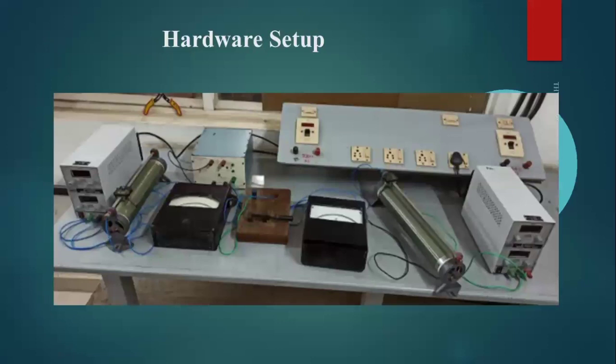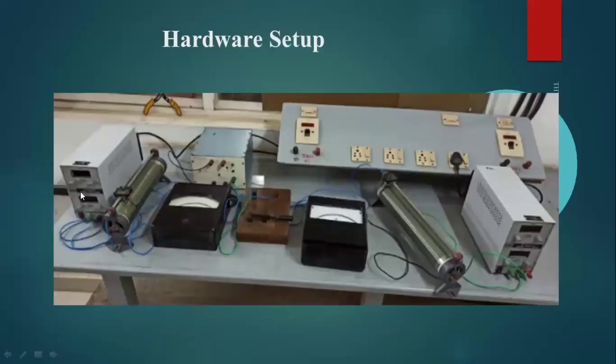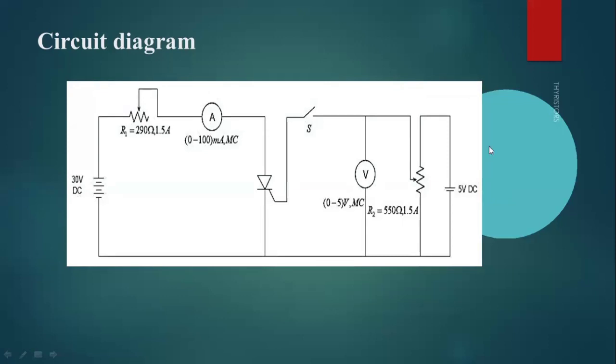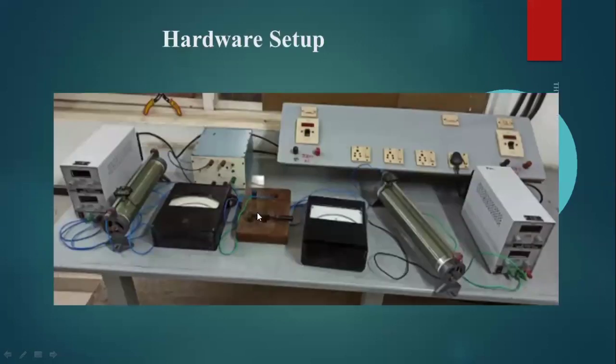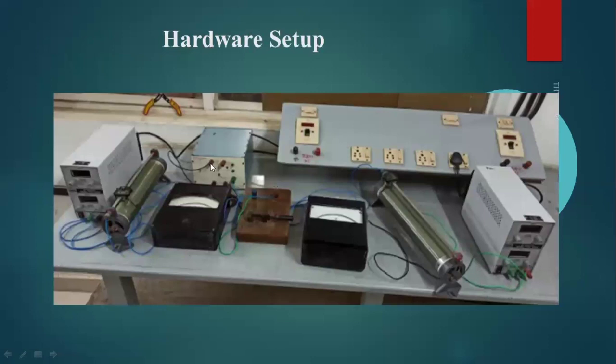So this is the hardware setup. Similar to that which you have seen here, you can see there is a voltage source, another voltage source, then two rheostat variable resistances. Then the switch is there, the ammeter is there, then the voltmeter is there. Then the silicon controlled rectifier, the thyristor. This is actually the thyristor setup. This is actually the one available in our lab.